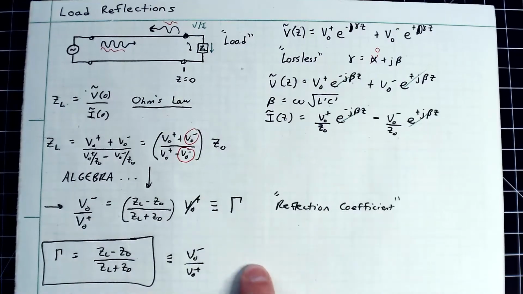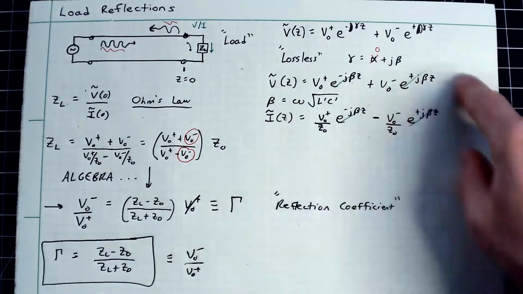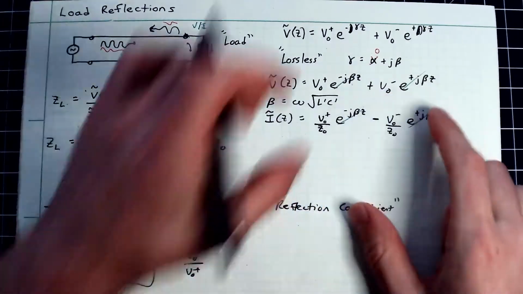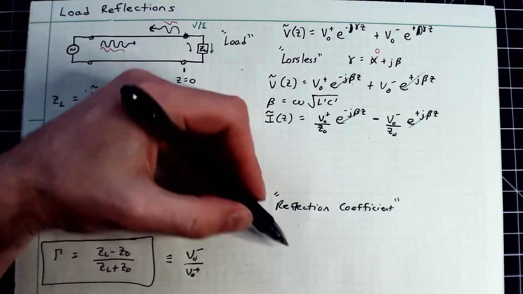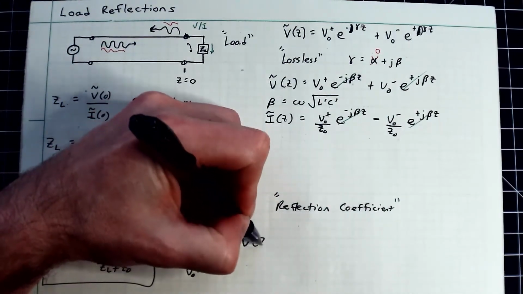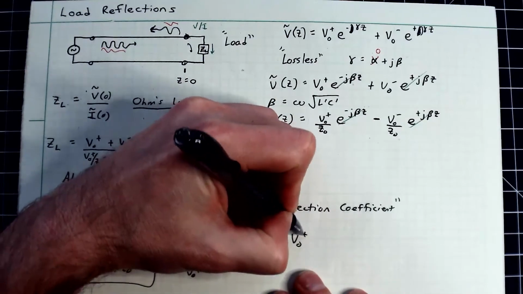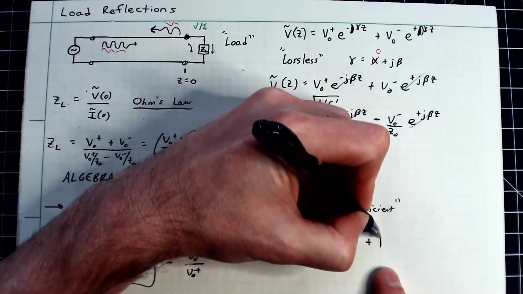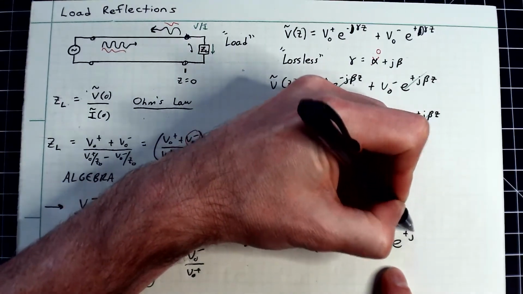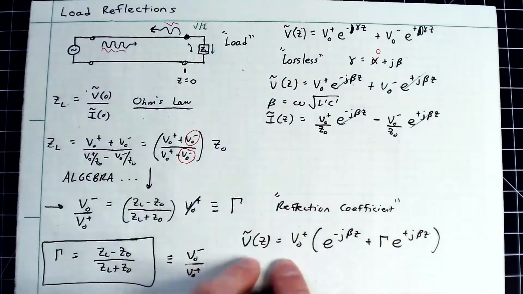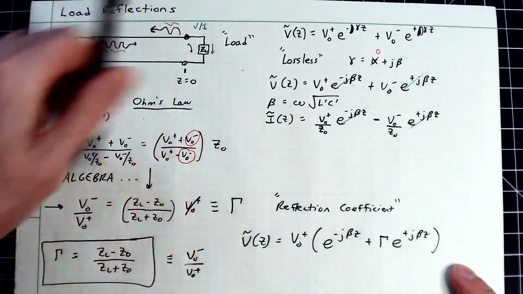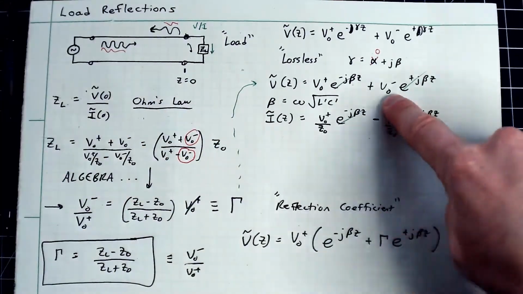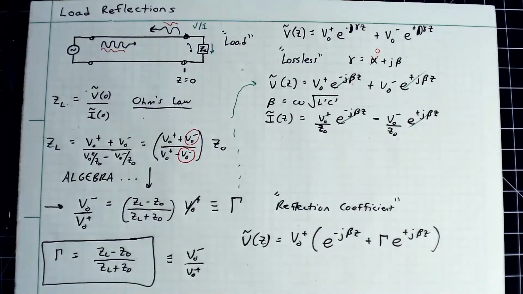Now, a little bit of an afterthought here. We're going to do a little bit of substitution, because now I know what my V naught minus is as a function of this. If I do a little bit of factoring and rearrangement, you'll also get the following, where V tilde of z is V naught plus times e to the negative j beta z, plus gamma e to the plus j beta z. This is what happens when you take this gamma term and plug it back in, because now I know what this term is in terms of that, and everything comes out nice and neat.